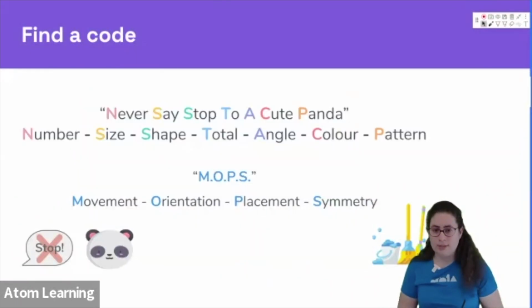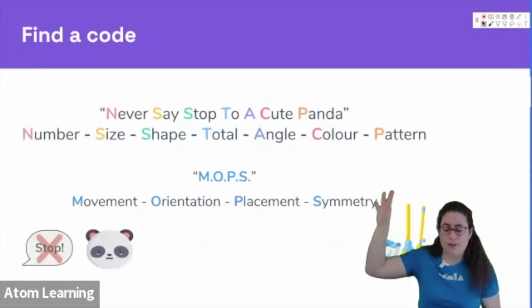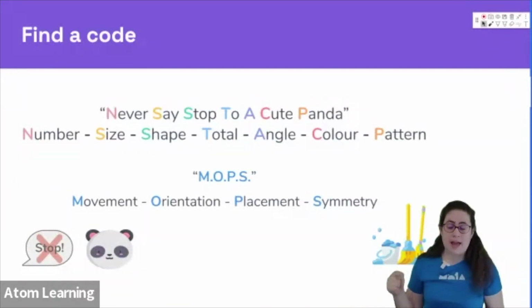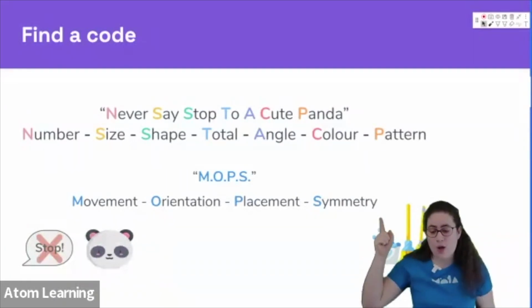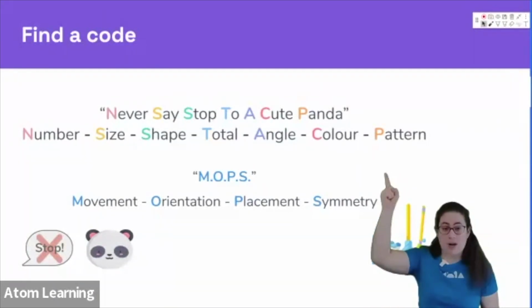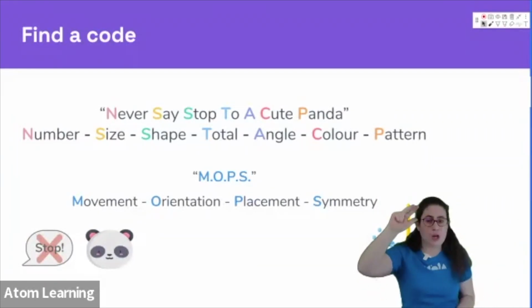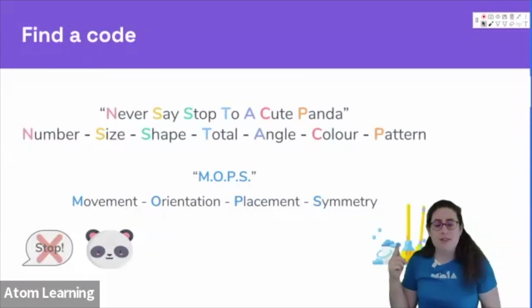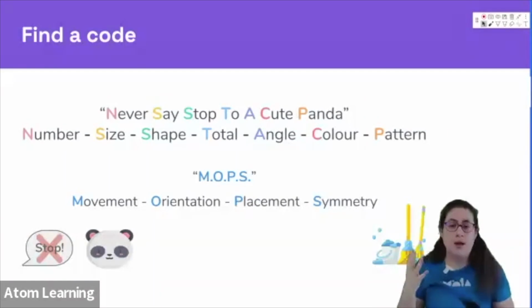Okay. Here are 2 fantastic mnemonics that you should use over and over and over again whenever you're solving NVR questions. I'm sure they came up in Wing's lesson yesterday as well, but this is the first one. Never say stop to a cute panda, which stands for number, size, shape, total, angle, color, pattern. So those are the 7 things that you should maybe look out for when you're trying to find what could possibly match between these 2 shapes.